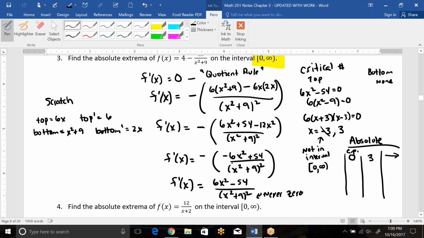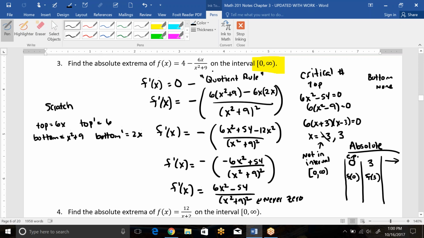So we're going to plug these into our function. Remember, we're testing them in the function. What y value do they have? So not into the derivative. So f of 0 plugged into this would be 4 minus 6 times 0 over 0 squared plus 9. That's just going to be 4.